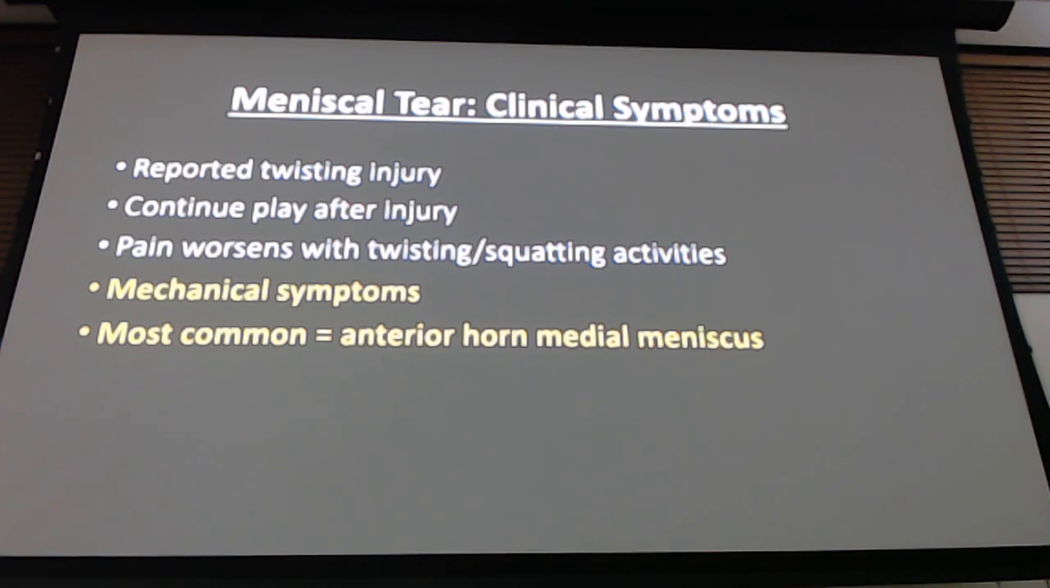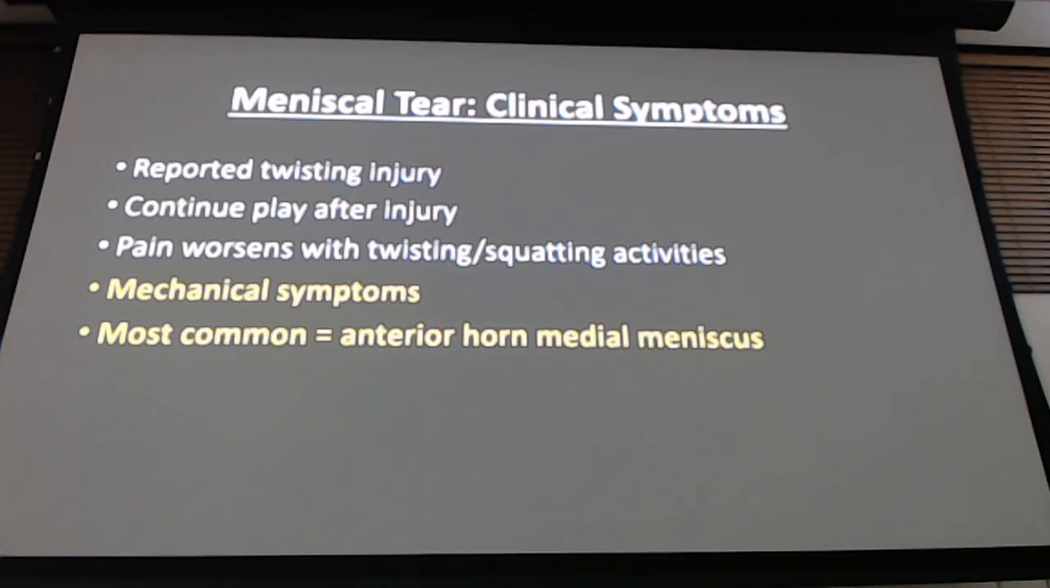Are they able to continue playing normally? Yes, unless it's a bucket handle tear and they're locked, or catching and/or locked. Okay, so they are able to continue playing. Make sure when you're reading questions in a few weeks that you're reading questions all the way.